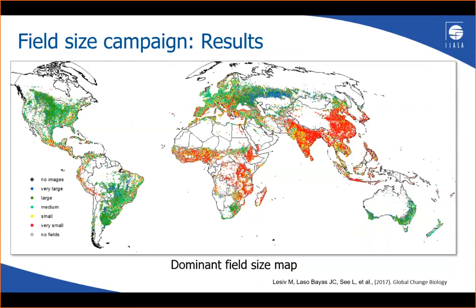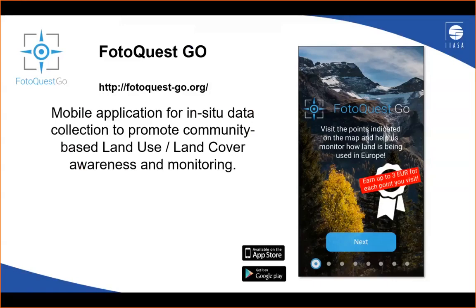Here is the result, and if you look at this map, you can even still see the iron curtain between the east and west at that time, where the east had much larger fields, the Kolkhoz system, just as one example of many applications. We also then moved this data collection, crowdsourcing activities, on the ground.